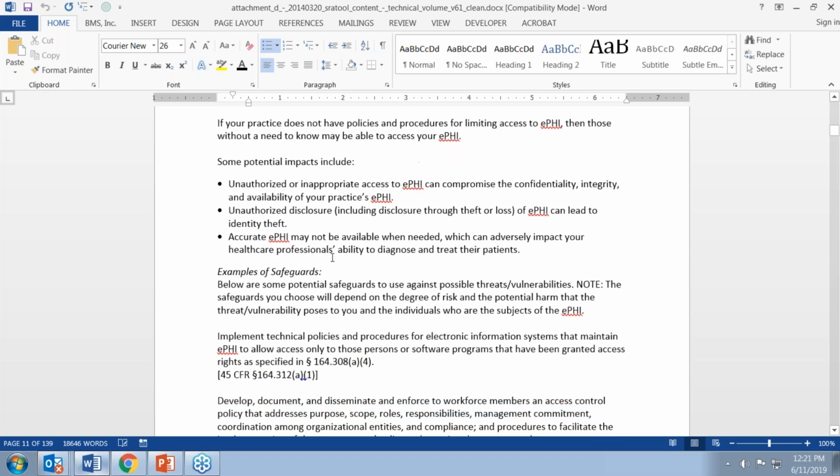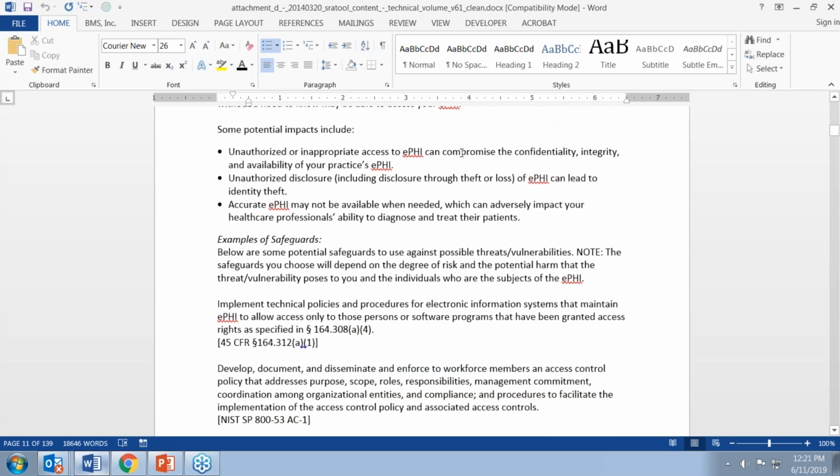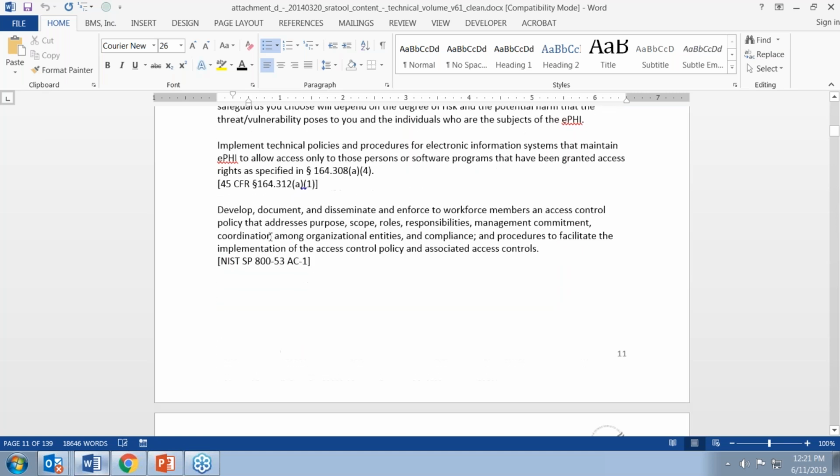Okay. What are our potential threats? Unauthorized and inappropriate access that can compromise the confidentiality and integrity. Unauthorized disclosure. Accurate EPHI may not be available when needed. So these are the areas they're talking about. How do we fix this? We would develop, document, disseminate, and enforce an access control policy for workforce members, and then also actual physical safeguards. We would have unique identifiers, passwords, preferably.